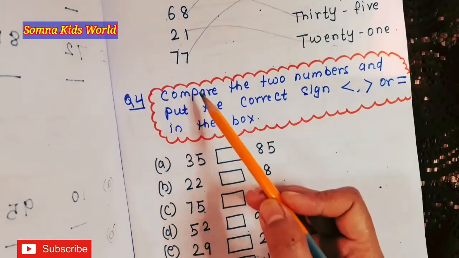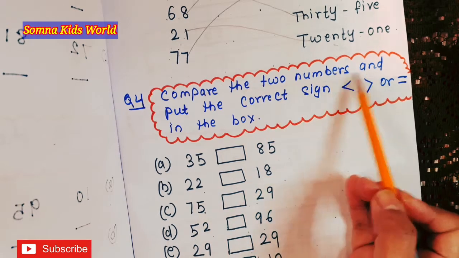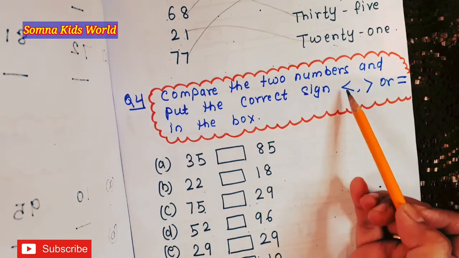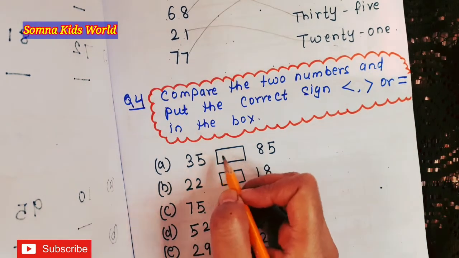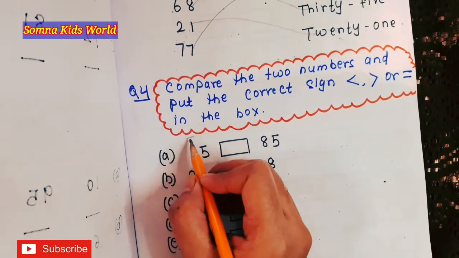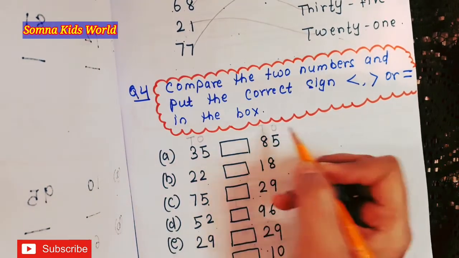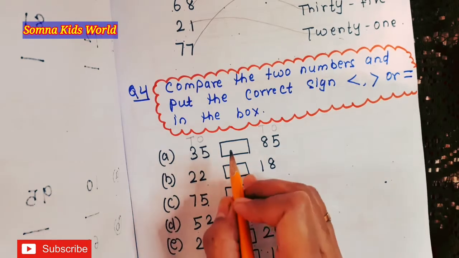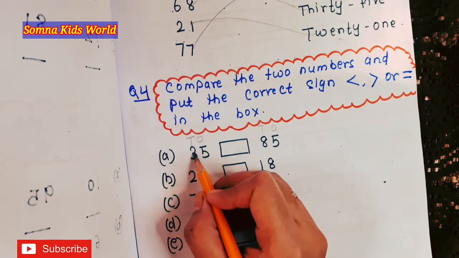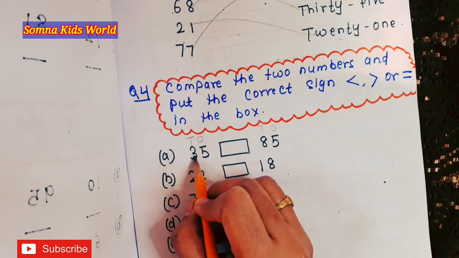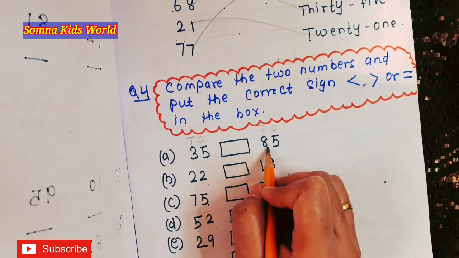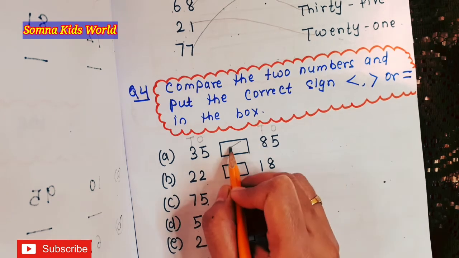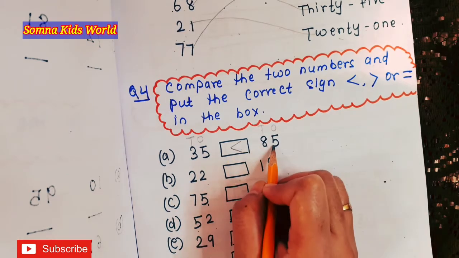Next one is, compare the two numbers and put the correct sign: greater than, smaller than, and equal to. Here also you can tell them to write tens and ones on both sides, and they have to see which tens place is the greater one. Like here the tens place is 3, and here the tens place is 8. So which is the greater one? 8. So which one is the greater number? 85. So give the symbol like this.